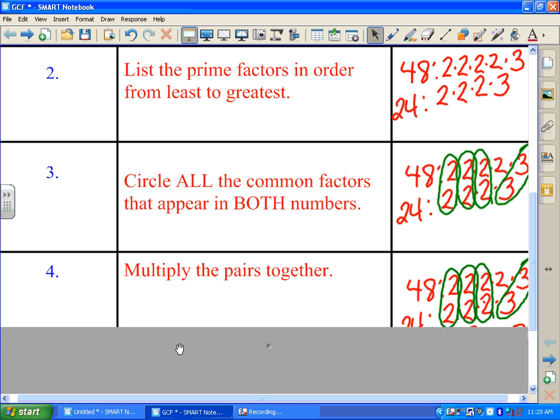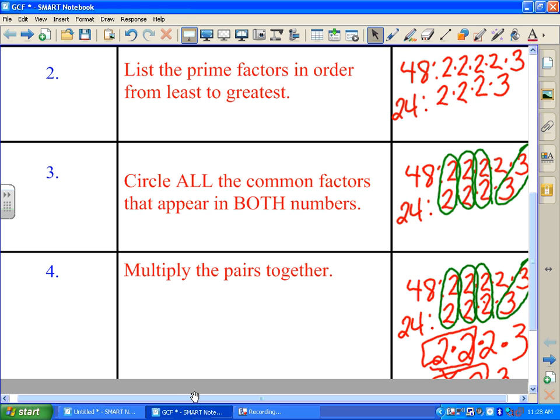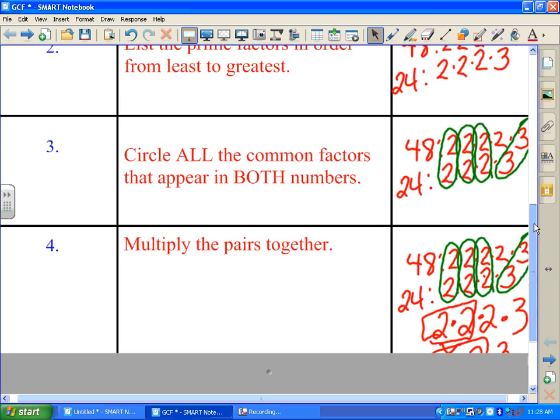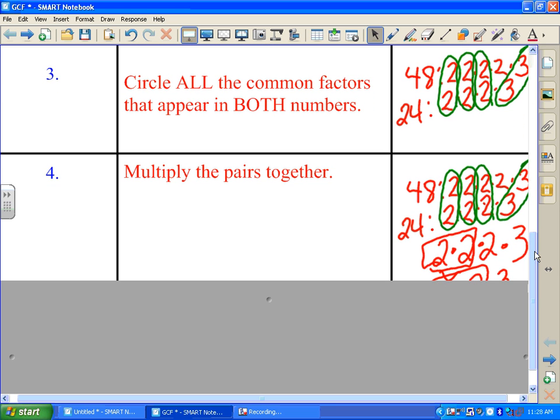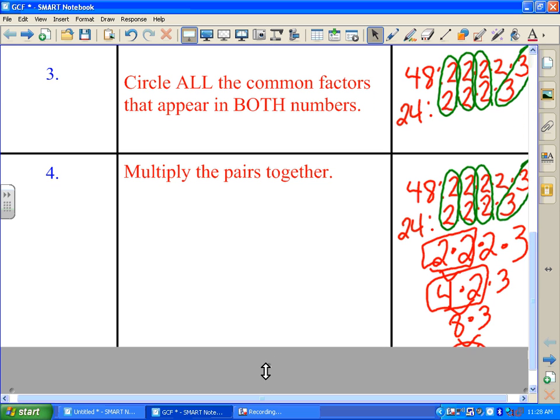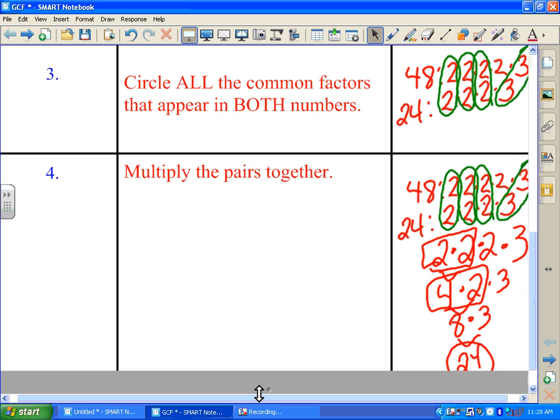Okay, step number 4. Step number 4 says multiply the pairs. But you guys, pay attention to this. Put your pencils down quickly. Don't write it yet. I want you to watch it.